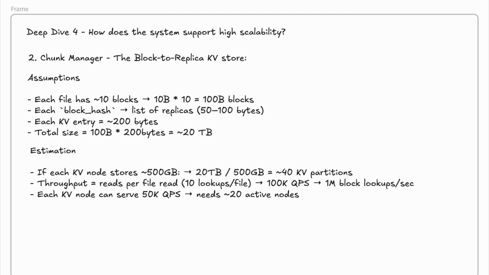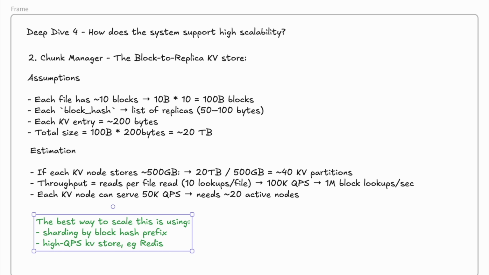The best way to scale this is using sharding by block hash prefix and running a high QPS KV store like Redis Cluster, FoundationDB, or RocksDB. This layer is often underestimated, but it's critical for routing reads correctly and quickly.